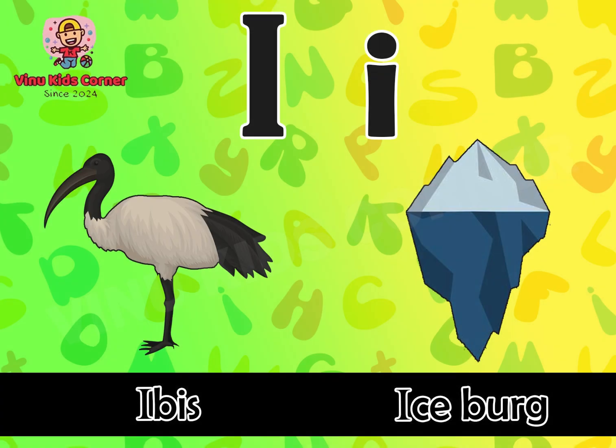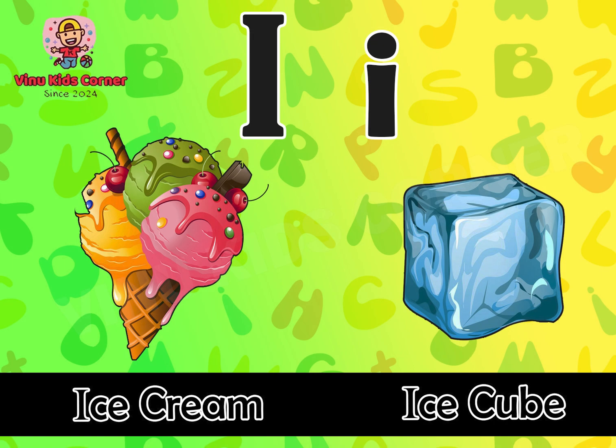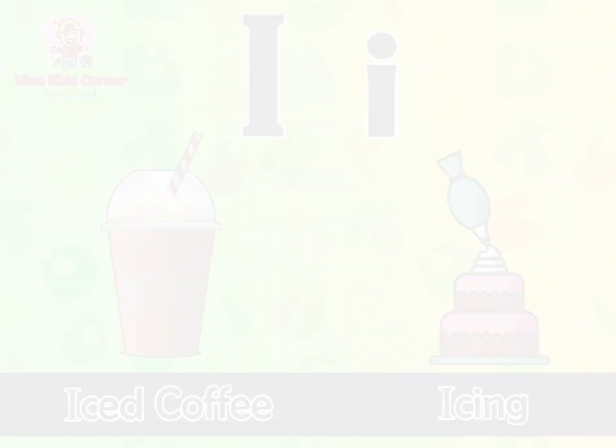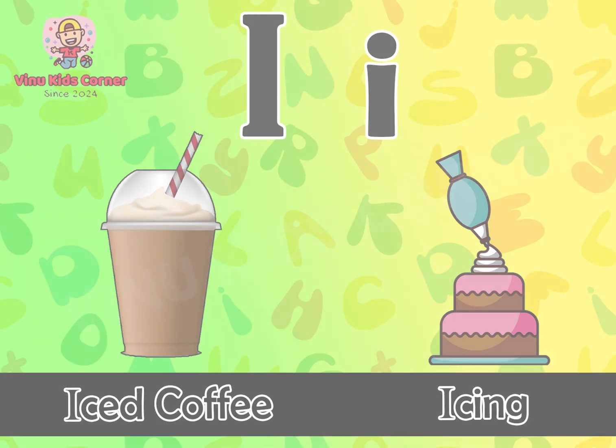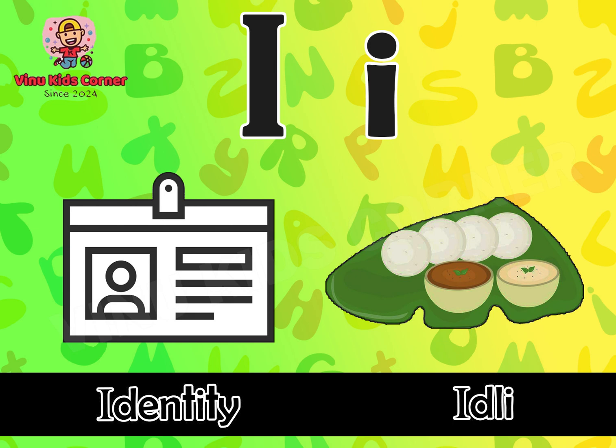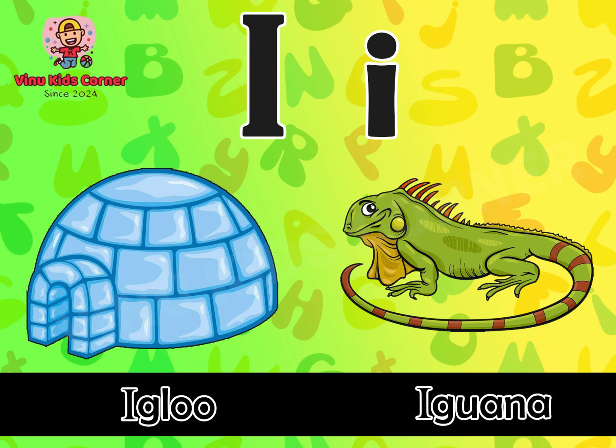I is for ibis. I is for iceberg. I is for ice cream. I is for ice cube. I is for iced coffee. I is for icing. I is for identity. I is for igloo.